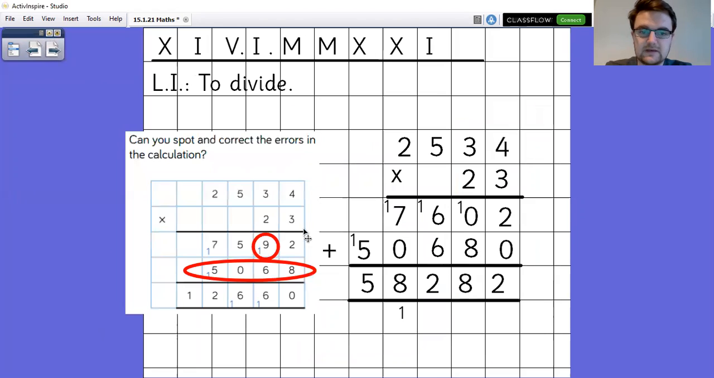Okay, so we can have a look and see. Over here, we've got 4 lots of 3 is 12, so we've had to carry one of the ones. So 3 lots of 3 is 9, but they have forgotten to add the extra one. So that top one should be 7,602.